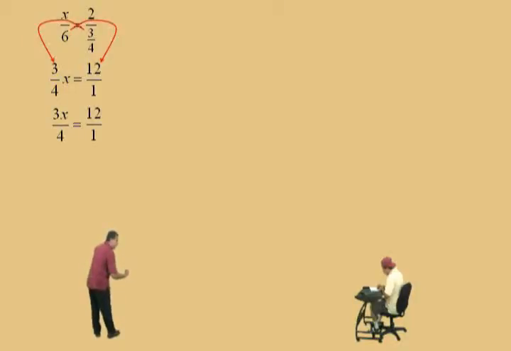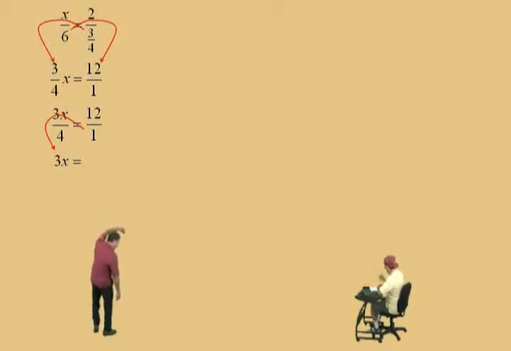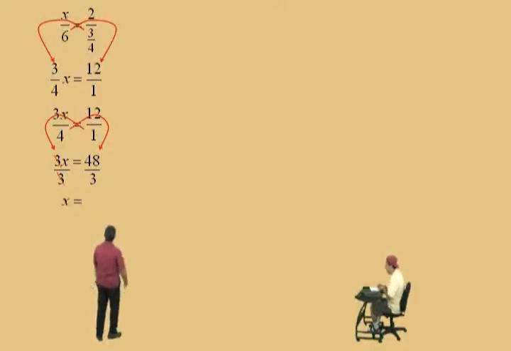And again, we can do what, Charlie? Cross multiply. So we get 1 times 3x is 3x. And 4 times 12 is what, Charlie? 48. Very nice there, Charlie. And now, to solve for x, we do what? Divide by 3. That's right. And so what's our final answer here, Charlie? 16. There it is right there. X equals 16. Don't forget to box your answer.